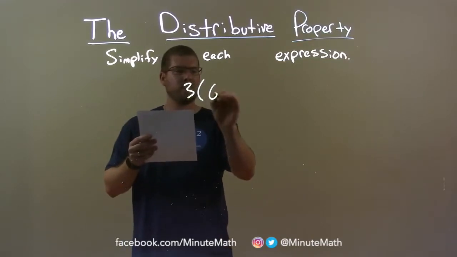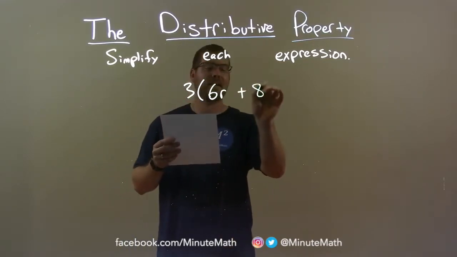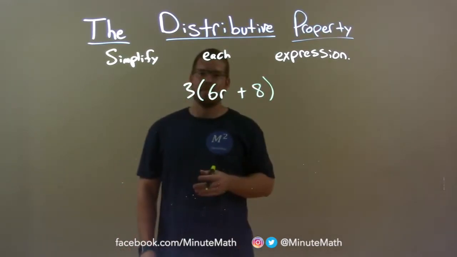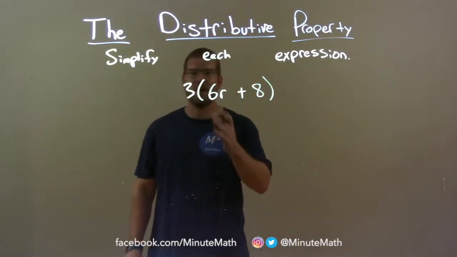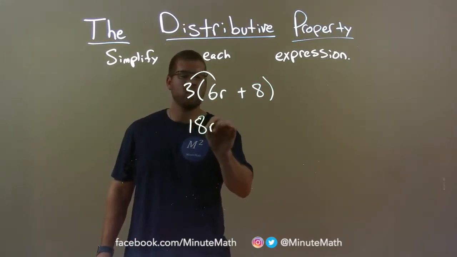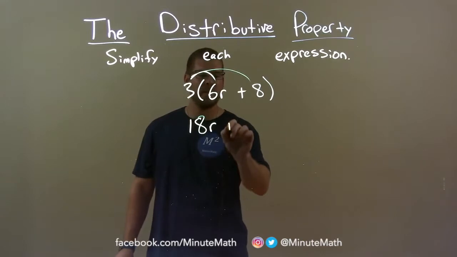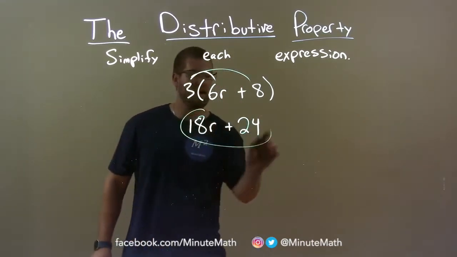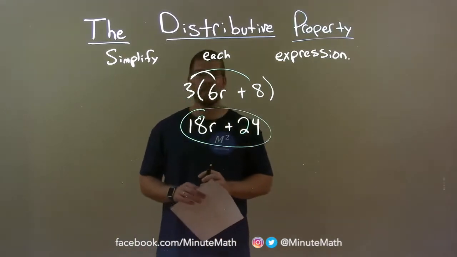3 times (6r plus 8). All right, so inside my parentheses, nothing I can simplify, so we got to distribute. 3 times 6r gives me an 18r, and 3 times an 8, keep the plus sign in between. 3 times 8 is 24, and so my final answer here is just 18r plus 24.